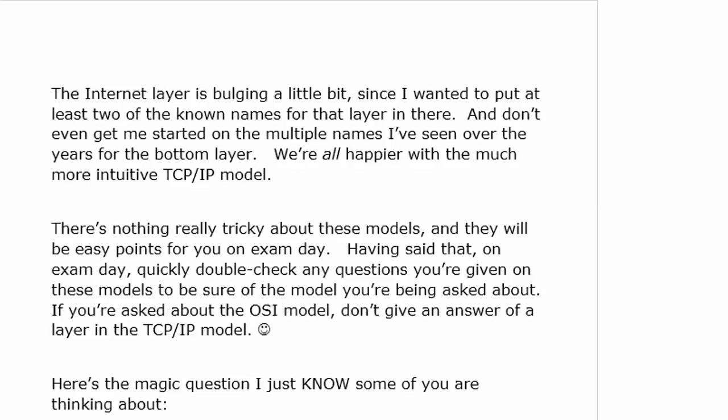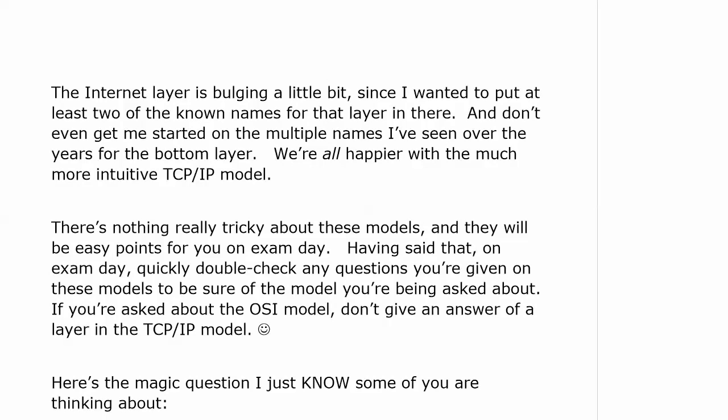So let's take a look at what we've got next. Like I mentioned here on the board, the internet layer is bulging a little bit because I wanted to put at least 2 of the known names. I mean, it really was pretty bad. I'm much happier with the new model.